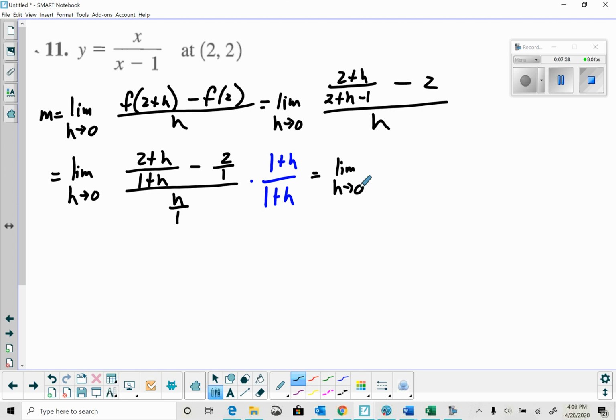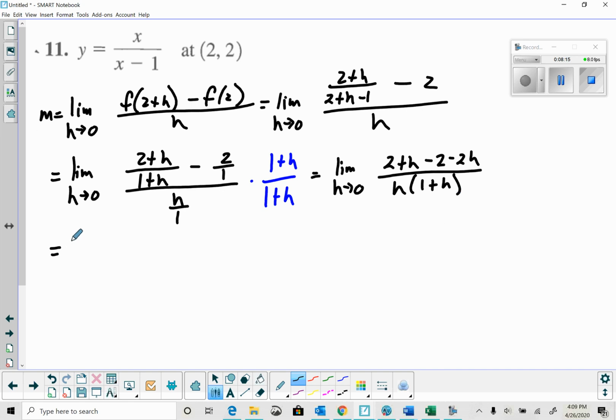So in our numerator here, again, if we multiply by that common denominator, that'll get rid of the denominator here. So that'll be 2 plus h minus, now if I distribute here, negative 2 times 1 will be negative 2. Negative 2 times h will be minus 2h. And in my denominator here, I'm just going to leave that as factored. h times 1 plus h.